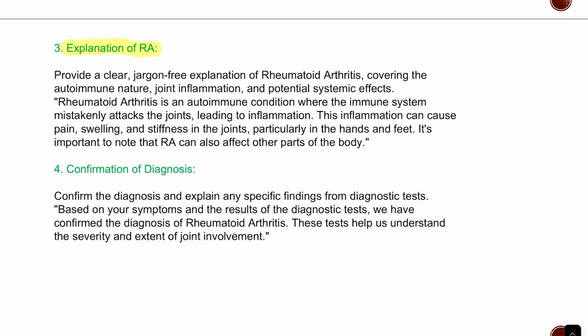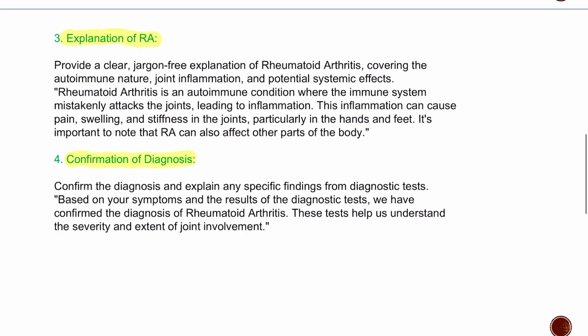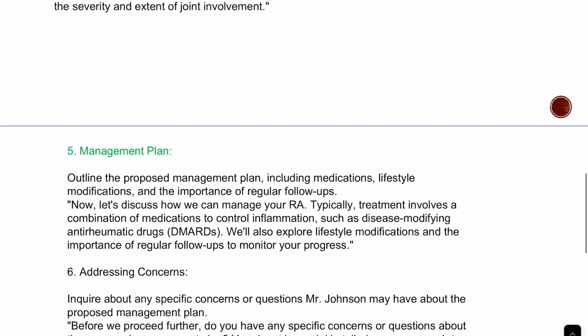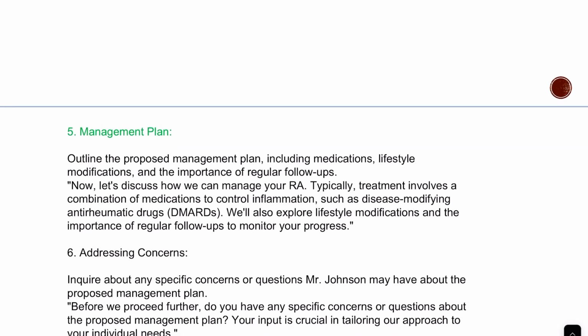Then you're going to talk a bit about the confirmation of the diagnosis. So confirm the diagnosis and explain any specific findings from diagnostic tests. So you can say like this: based on your symptoms and the results of the diagnostic tests, we have confirmed the diagnosis of rheumatoid arthritis. And these tests help us understand the severity and extent of joint involvement. Okay. And then you will move on and talk briefly about your management plan.